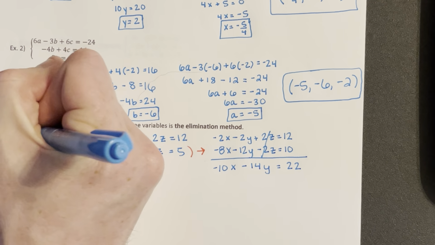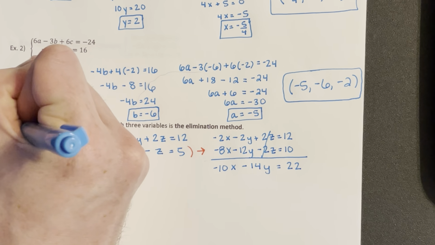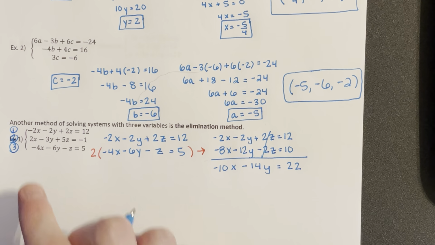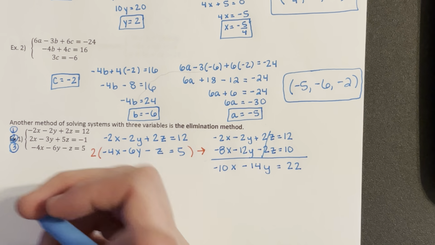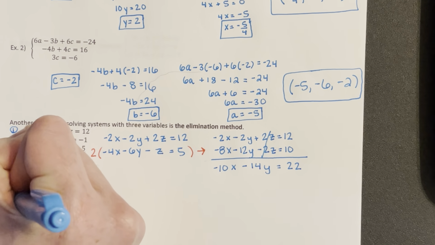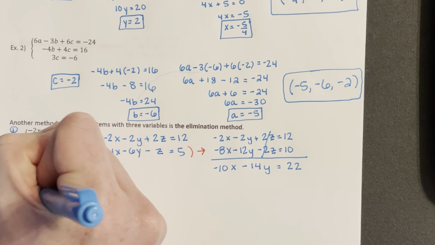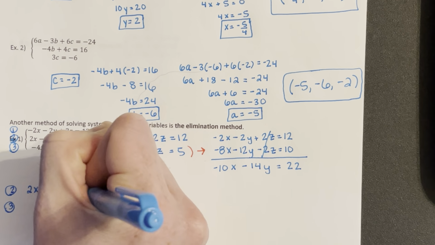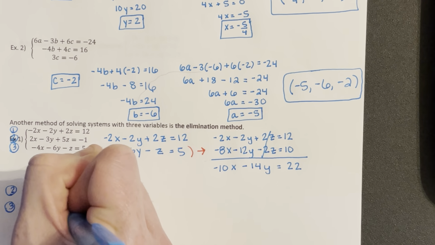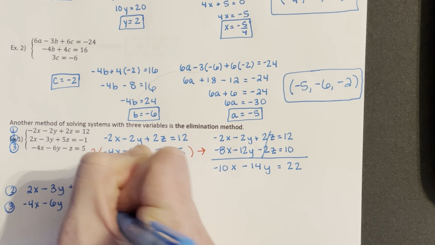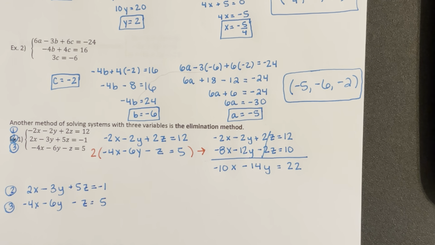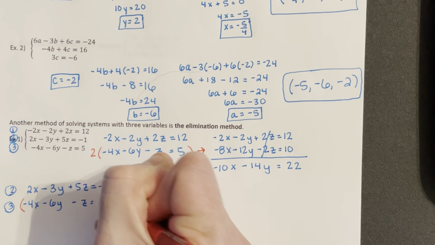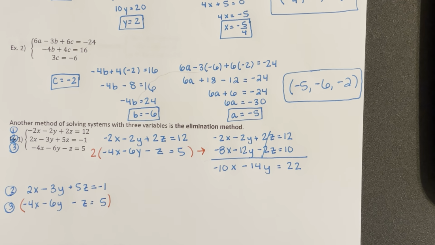So I picked, let's just label these. These are 1, 2, and 3. I picked equation 1 and 3. I'm going to pick equation 2 and 3 now. So let's say I picked 2 and 3. That's 2x minus 3y plus 5z equals negative 1. Negative 4x minus 6y minus z equals 5. We did that so that we can manipulate the bottom one. And I'm going to multiply it by positive 5.